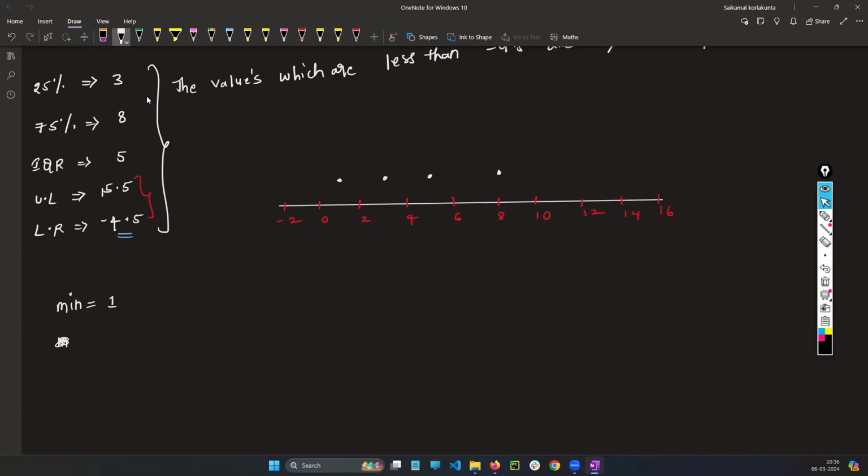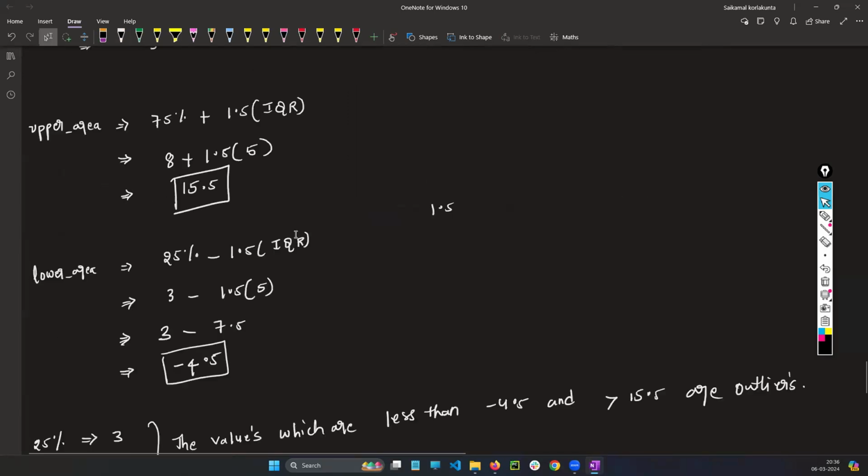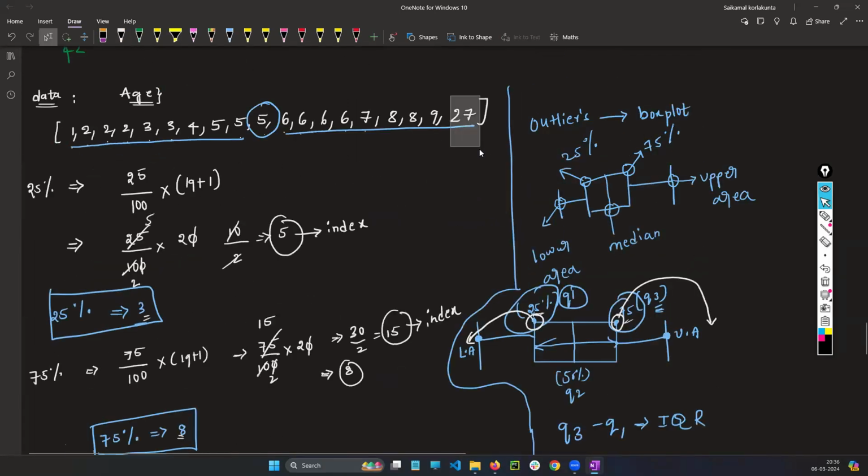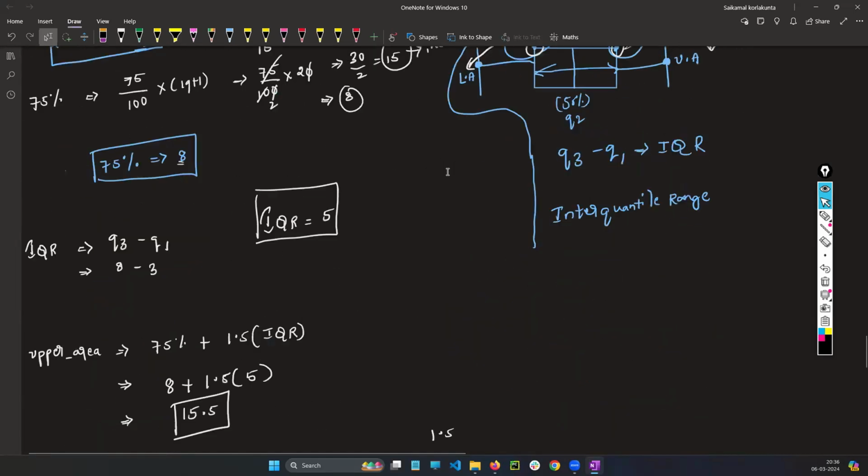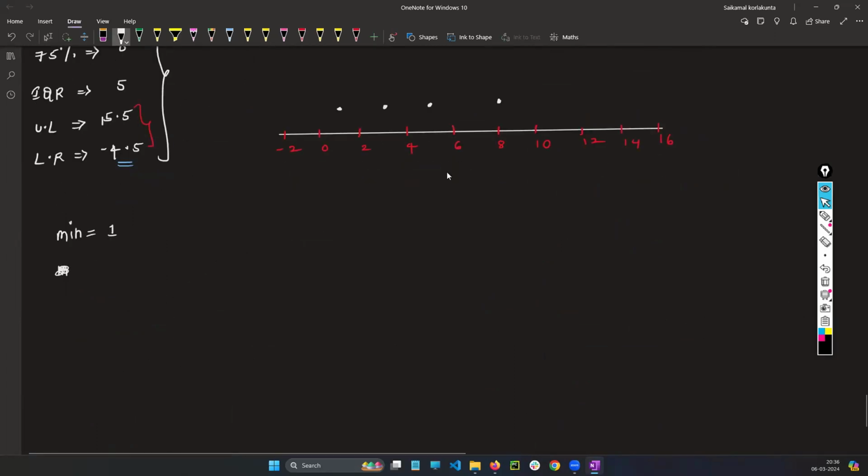What is the maximum value in the data? Maximum value is 27. But 27 is greater than 15.5, so it's an outlier. Yes or no? So irrespective of 27, what is the maximum value? 9. Am I right? So 9 is the maximum value. 27 will be somewhere here, which is an outlier. Okay. So now I will make the lines like this.